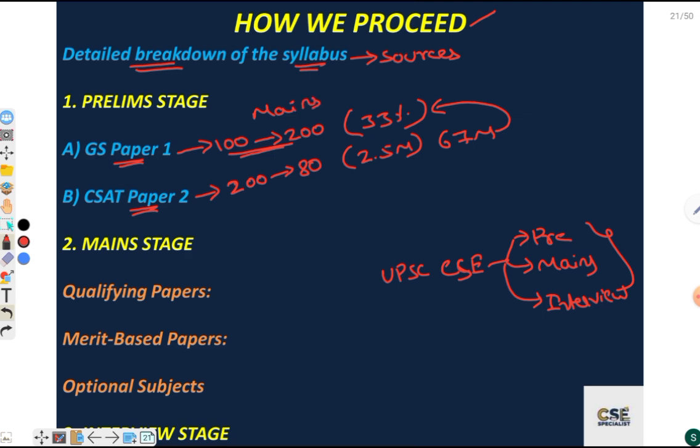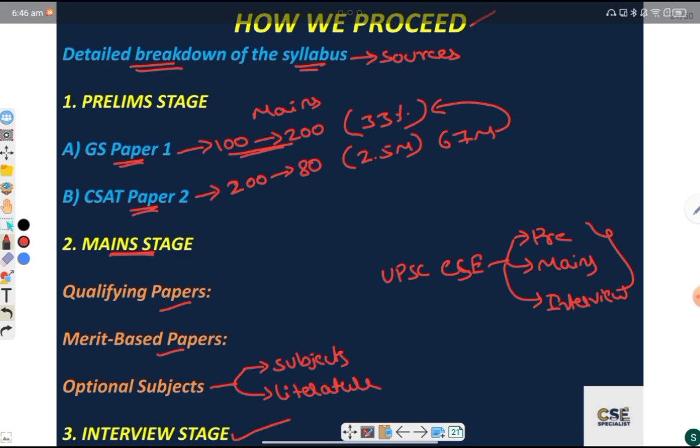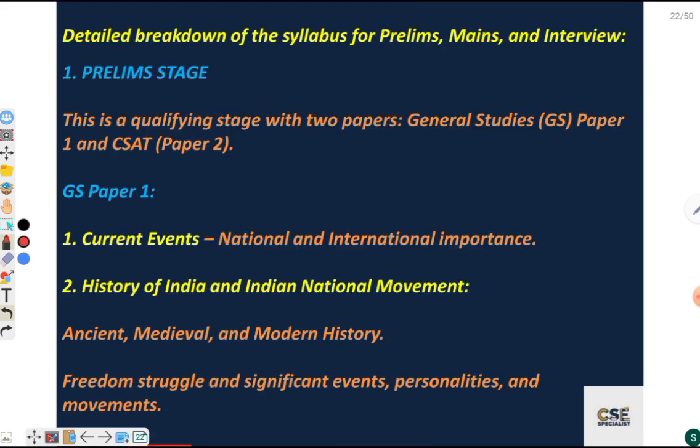Next, coming to the main stage, we can see the syllabus of the qualifying papers and merit based papers, and instead of seeing the syllabus of the optional subjects, we see what are all the subjects that we can choose for the optional subjects and also the literature that we can choose for the optional subjects. Then coming to the interview stage, let's see what exactly they test in the personality test. Now let's move on to the detailed breakdown of the syllabus for prelims, mains and interview.